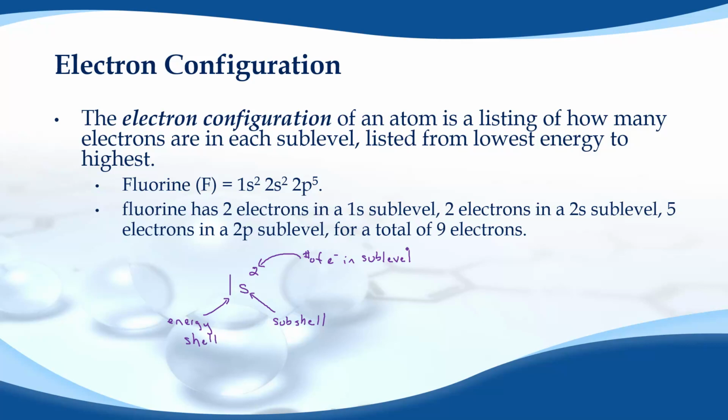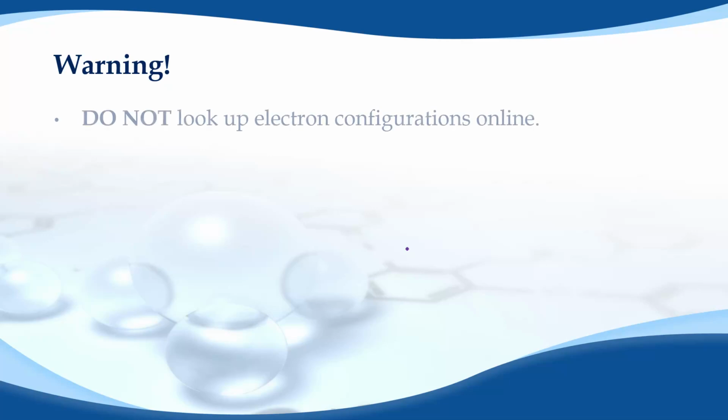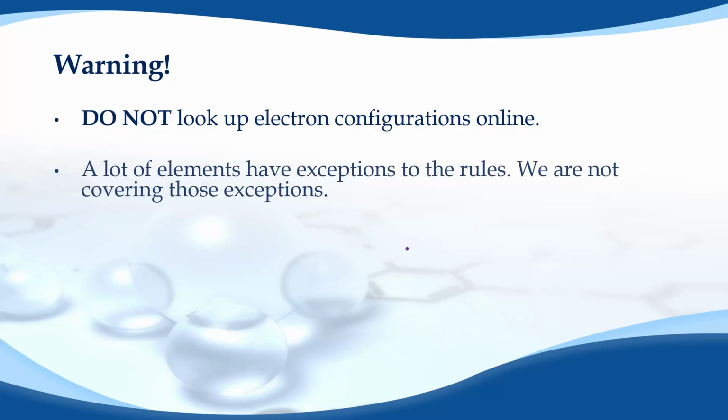Now, jokes aside, I do want to give you a serious warning before we go any further. Electron configurations can easily be looked up online through most any source. I'm going to tell you right now, do not look them up. There are reasons for this. Okay? Most common reason is that a lot of elements are exceptions to the 3 rules that we went over.